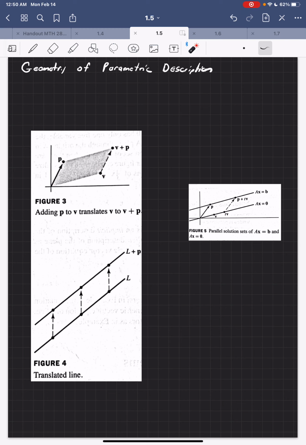But at this stage, I will go ahead and just leave you with these pictures that you can take a look at the geometry of. But we are done with 1.5.